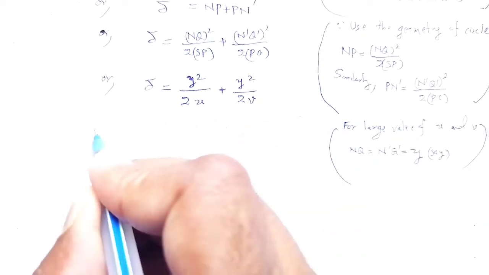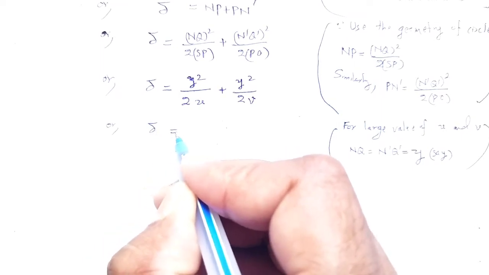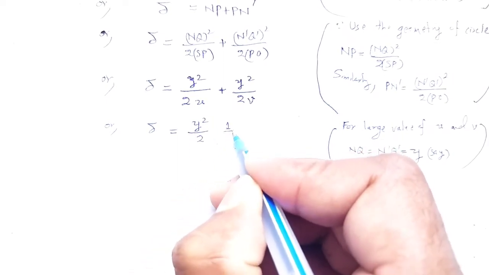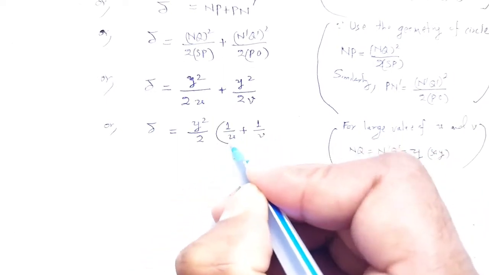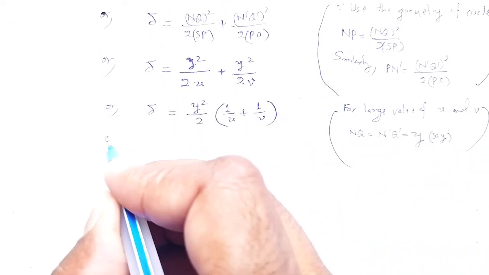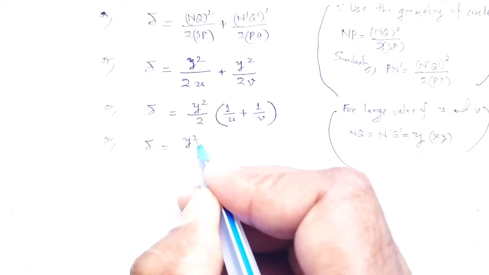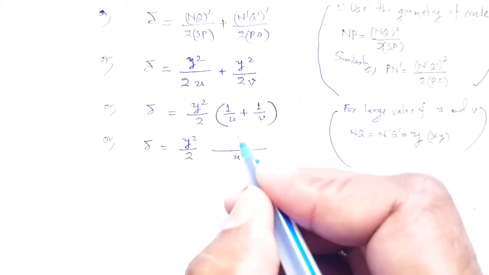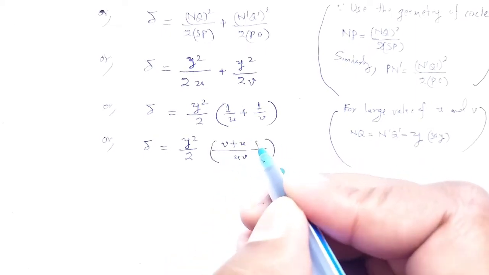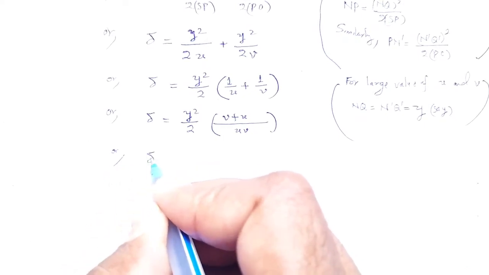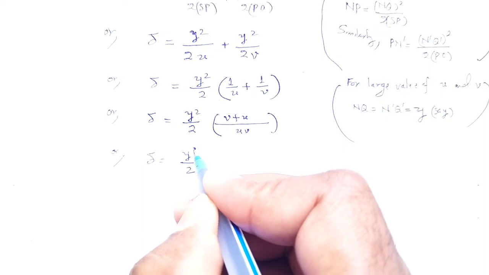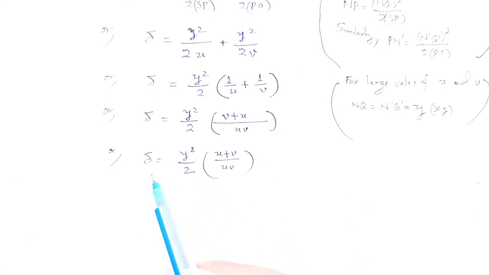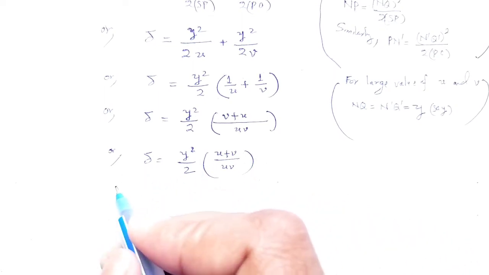Solving it, delta is equal to, taking y square by 2 as common, 1 by u plus 1 by v, or delta is equal to y square by 2 as common, taking LCM uv, v plus u divided by uv, or delta is equal to y square by 2 into (u plus v) divided by uv. That is the path difference.